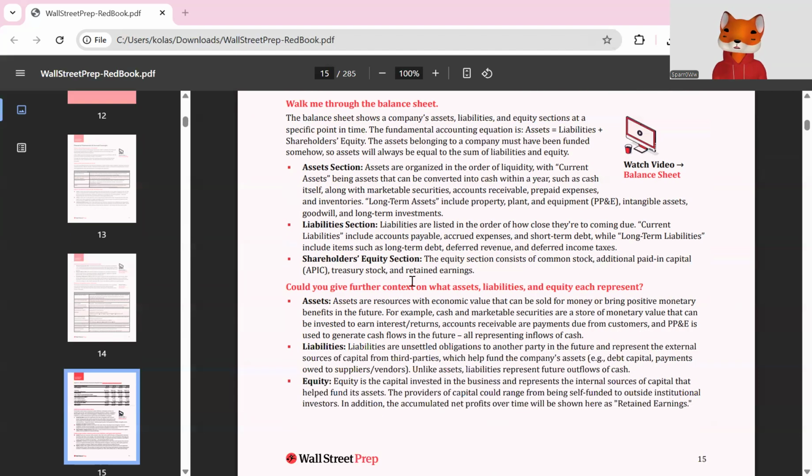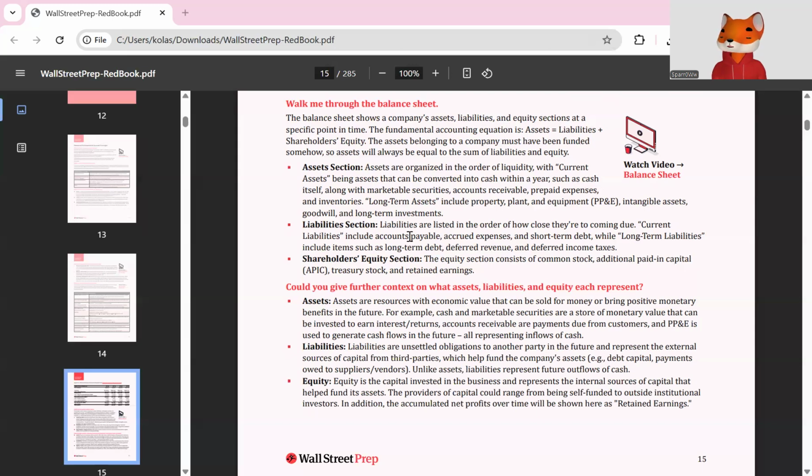So, what do assets, liabilities, and equity each represent? Assets are the resources with economic value that can be sold for money or bring positive monetary benefits in the future. For example, cash and marketable securities are a store of monetary value that can be invested to earn interest or returns. Accounts receivable are payments that are due from customers, and property, plant, and equipment is used to generate cash flows in the future, all representing inflows of cash.